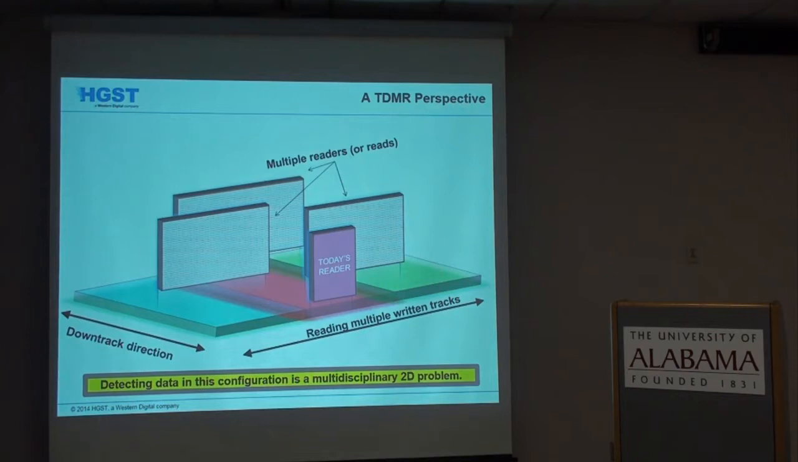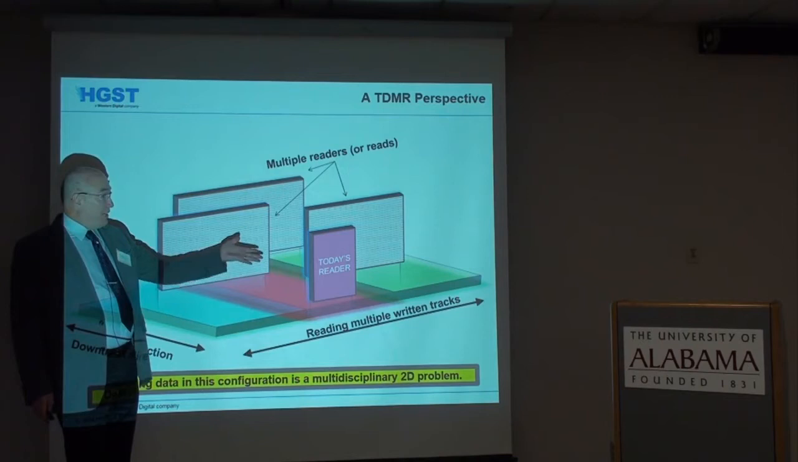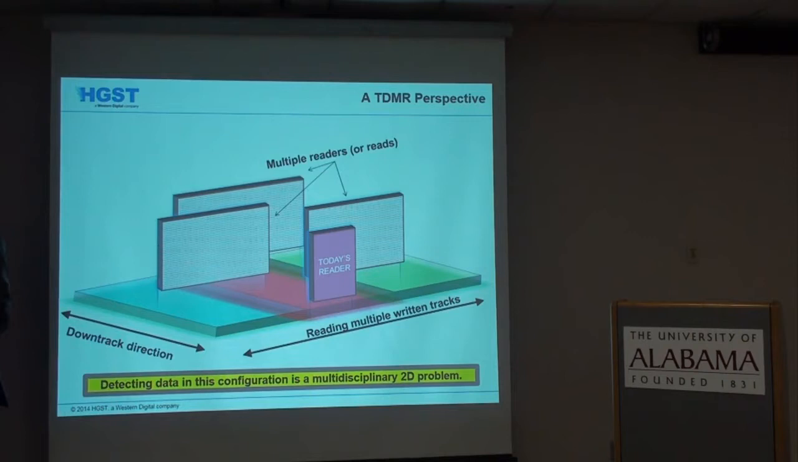TDMR, as opposed to this system, is quite different in sort of its basic philosophy. TDMR might have several different heads. Here I drew three of them. And one of the things that we're trying to do is break this rule of the reading width trying to be a small fraction of the track pitch. We do that for several reasons. Some of them, as I already mentioned, the difficulty of making very small heads.